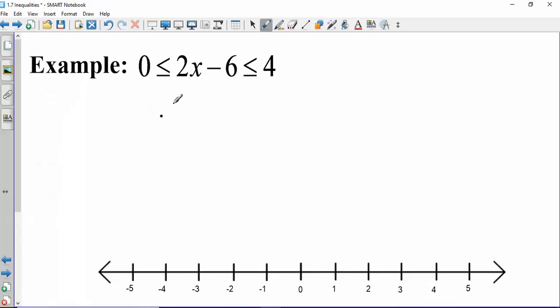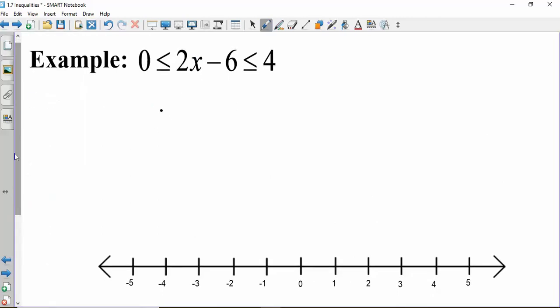Let's do this one. This is a compound inequality. We've got two inequalities in here. Okay. When you have something like this, we can solve it all at once, but instead of two sides of an equation, there are essentially three. So whatever you do to one piece, you do to all three.